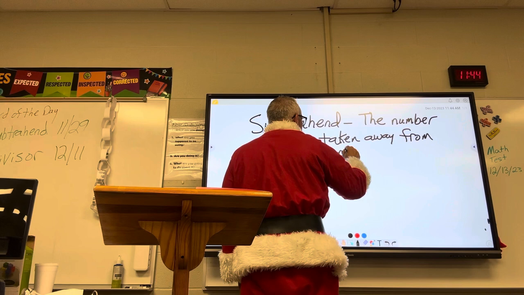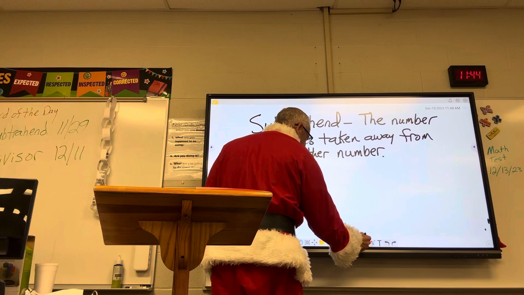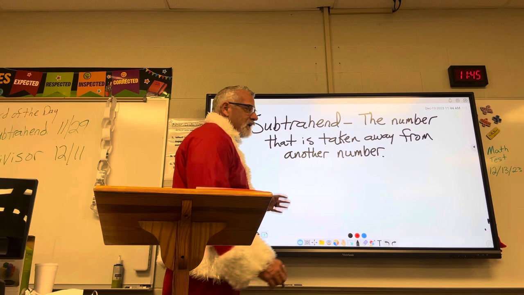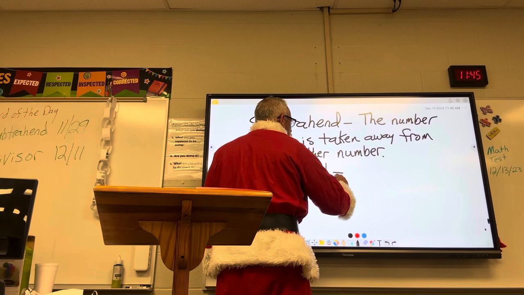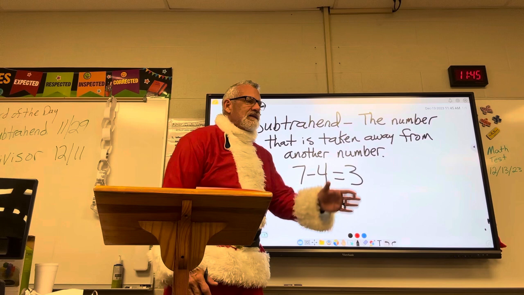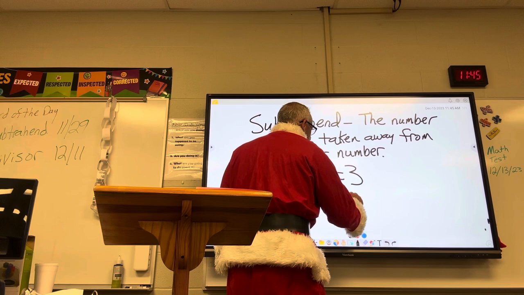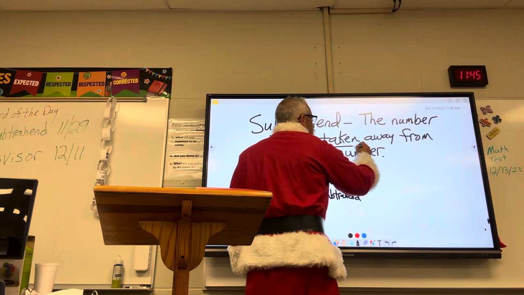All right, say subtrahend again. Subtrahend. All right, so if the subtrahend is the number that is taken away from another number, then in the problem, 7 minus 4, which one is the subtrahend? Which one is taken away? Four. Axel? Four. All right, so this is our subtrahend. Say subtrahend again. Subtrahend. So it's the number that is taken away from another number.